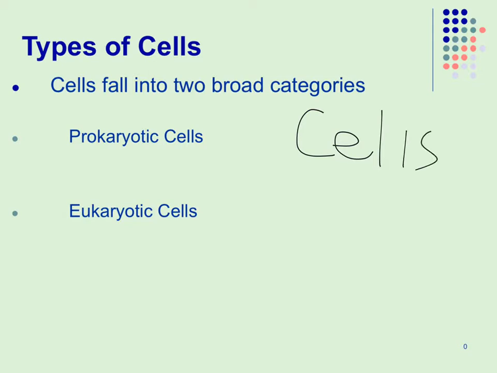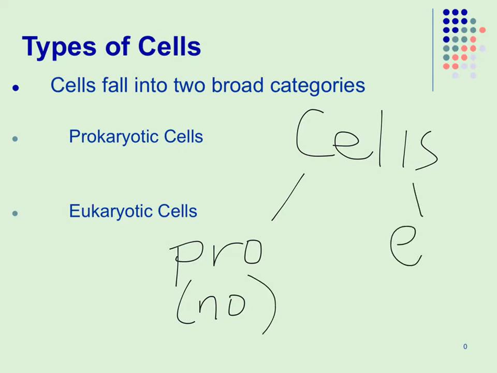The first is what we call the prokaryotes. And prokaryotes, I'm just going to abbreviate it as that, are cells that do not have a nucleus. I'm just going to write no. They do not have a nucleus. And then the other one is the eukaryotes. I'm just going to abbreviate it that. They do have a nucleus.